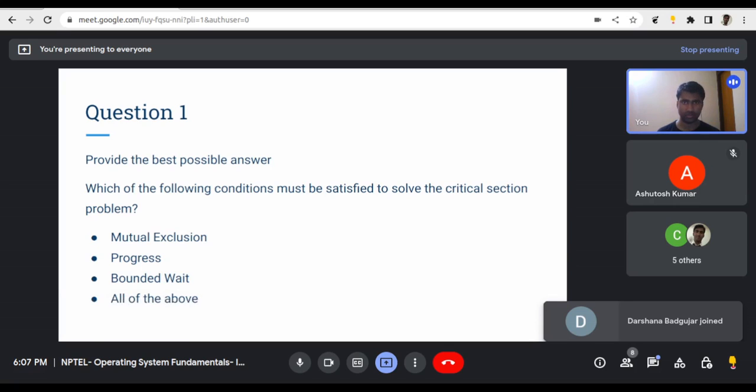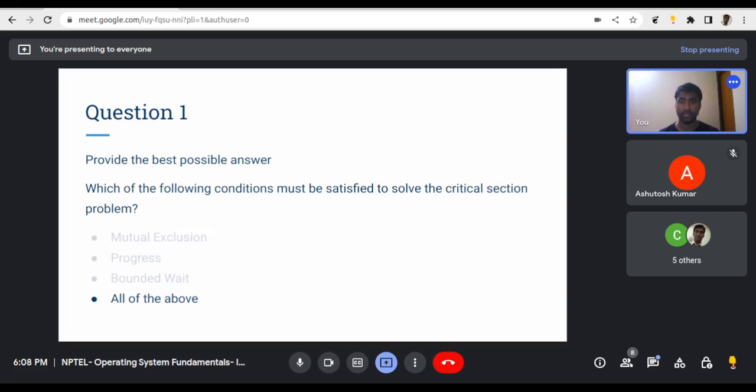So for those who joined just now, the problem is: which of the following conditions must be satisfied to solve the critical section problem? Mutual exclusion, progress, bounded waiting, or all of the above? Which among the following do you think is correct? Okay, I'll go to the solution now.